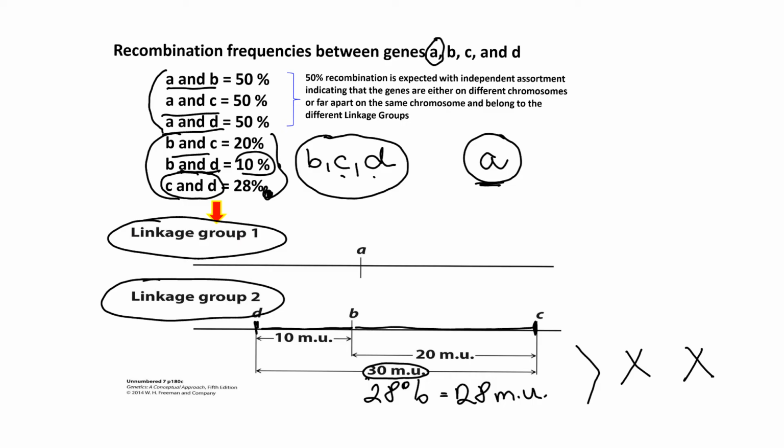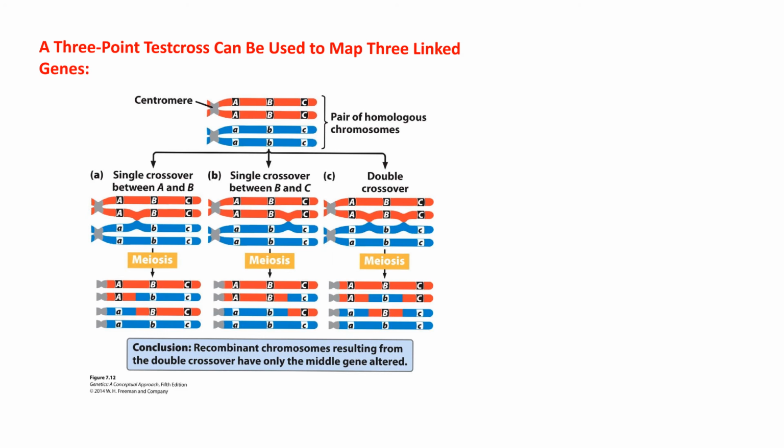So let's now discuss the three-point test cross. In a three-point test cross, you can establish the position of three genes on a chromosome in a single set of progeny, and you can also determine double crossovers. You can detect them here, which provides you with much more accurate map distance. So based on this, you can immediately see that a three-point test cross is a more efficient mapping technique than a two-point test cross.